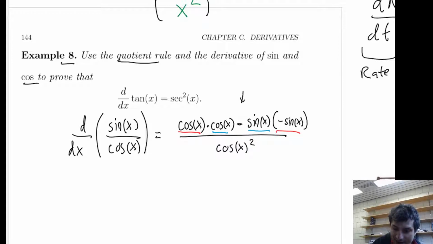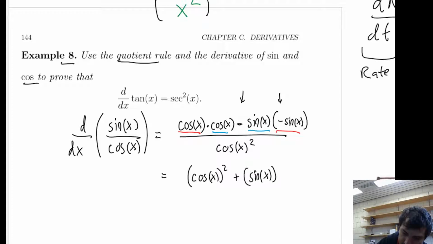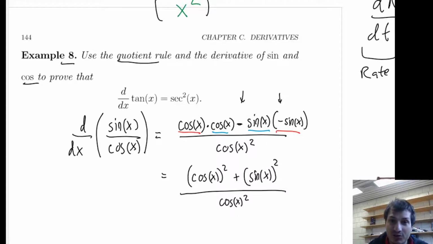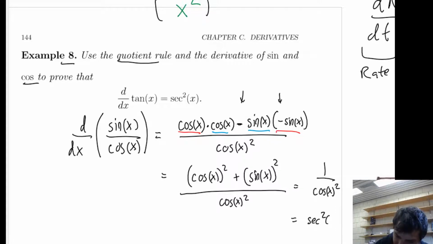And now we have a minus minus going on, which is a plus. So this first term is cosine of x squared. The second term is the sine of x squared. And we're dividing by cosine of x squared. And now we use the hint. Cosine squared plus sine squared is 1. This is nothing more than 1 over cosine of x squared, also known as the secant squared of x.